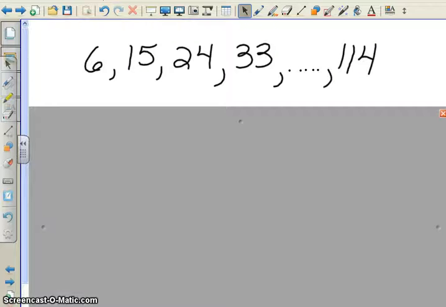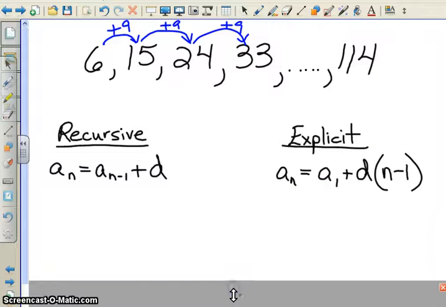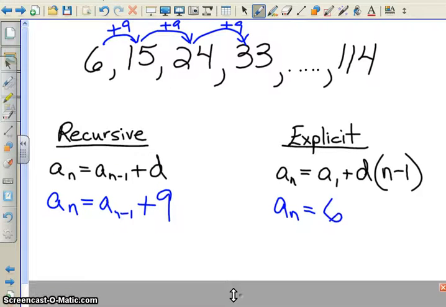Here's a new sequence of numbers that happens to be arithmetic, because now I am adding a common number, which we call the common difference, between each term. So we're continuously adding 9. So for our recursive definition, this is easy enough to write. The next term is the previous term plus 9. The more helpful definition, our first term was 6, our common difference was 9, times n minus 1.